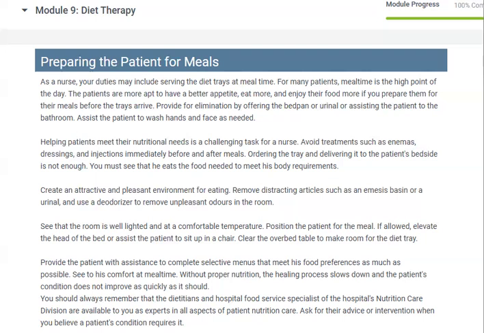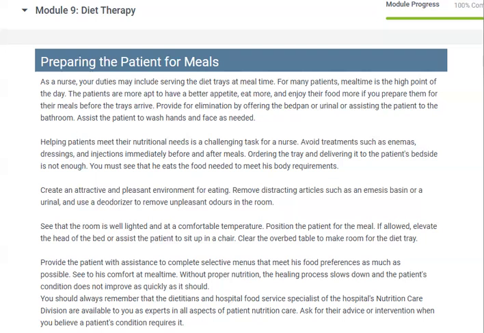Position the patient for the meal. If allowed, elevate the head of the bed or assist the patient to sit up in a chair. Clear the over-bed table to make room for the diet tray. Provide the patient with assistance to complete selective menus that meet his food preferences as much as possible. See to his comfort at mealtime.